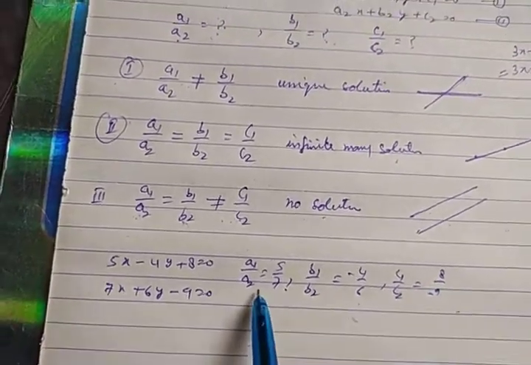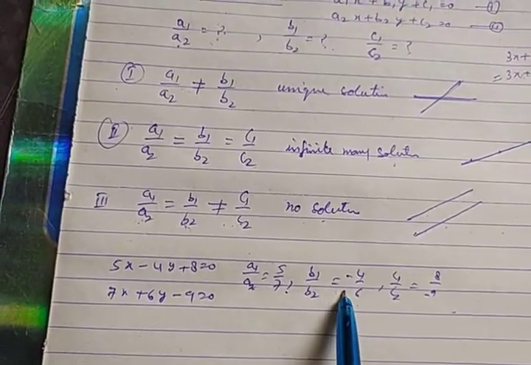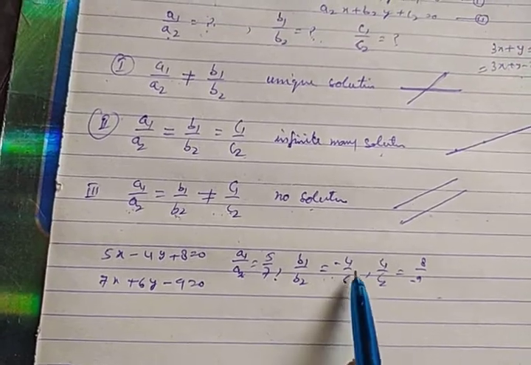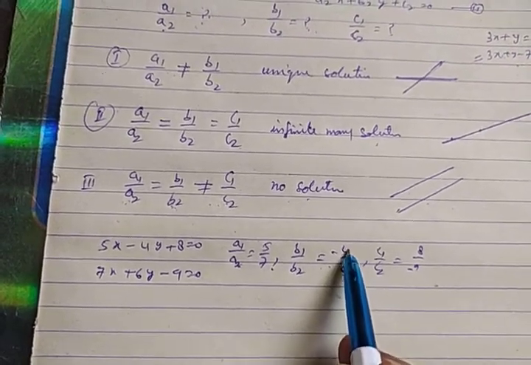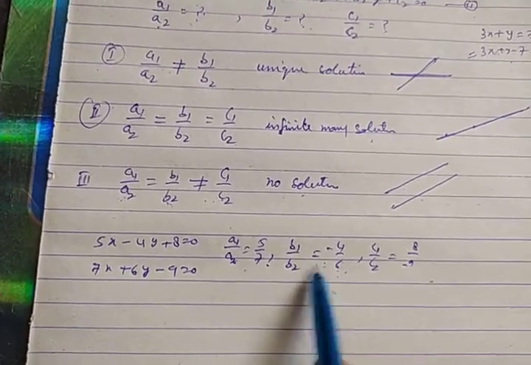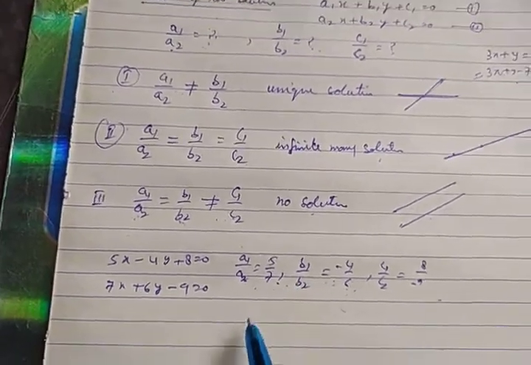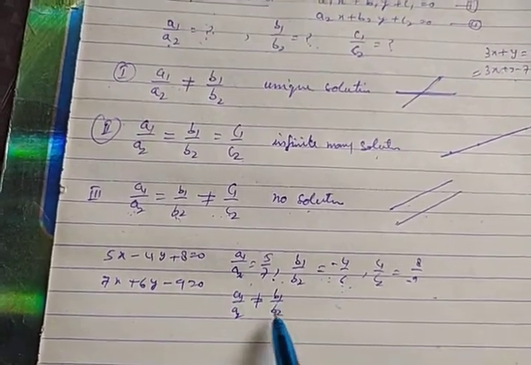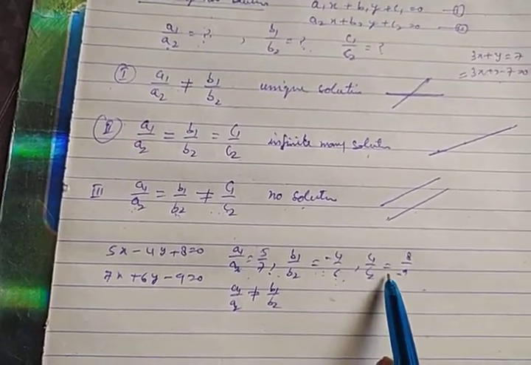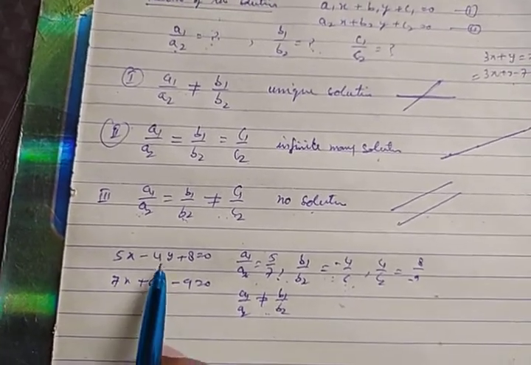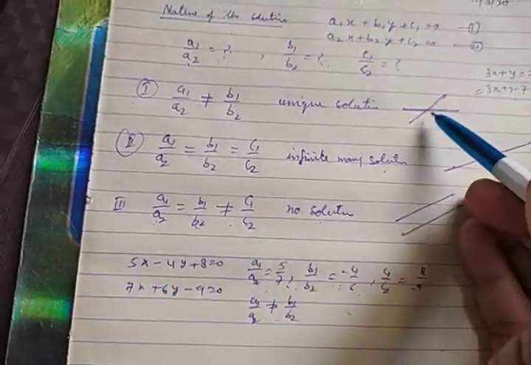First you have to observe whether these two are equal or not equal. This is 5 by 7, this is minus 4 upon 6, which cancels: 2 2s are 4, 2 3s are 6, minus 2 by 3. But these two are not matching, meaning you are following the first condition, a1 upon a2 is not equal to b1 upon b2. No need to go for c1 upon c2. If this is coming, it means unique solution. When you draw the graph of these lines, you will get such type of lines.